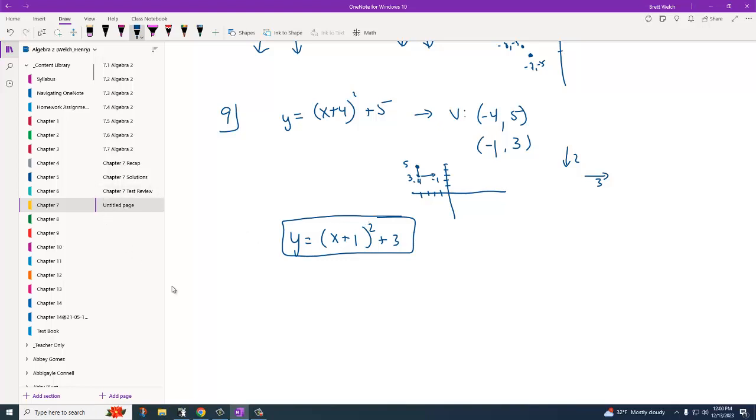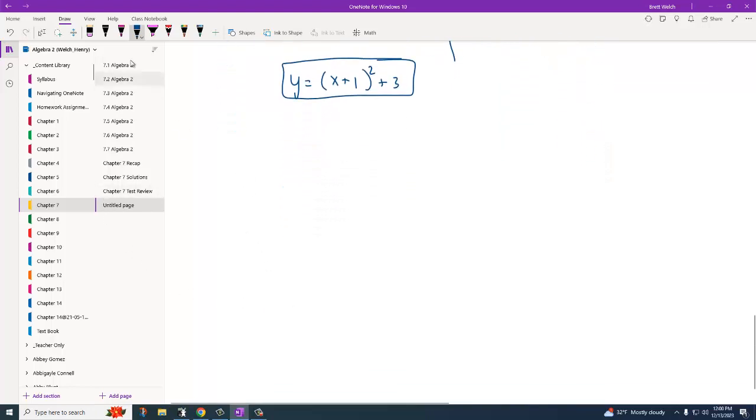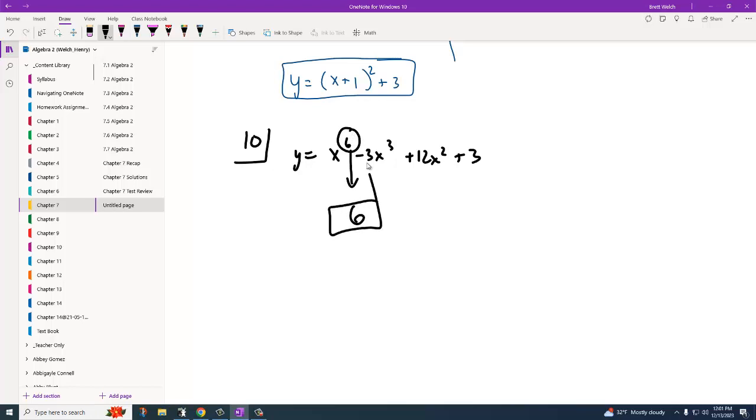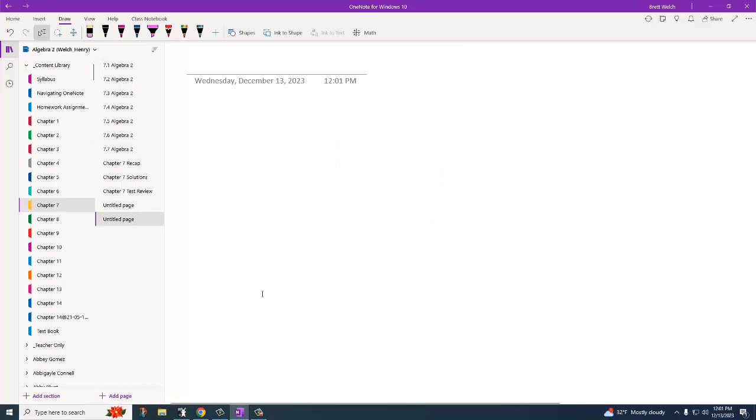Okay, question number 10, easiest question on the test. We've got y equals, or f of x equals x to the 6th minus 3x cubed plus 12x squared plus 3. We're asked, how many zeros will this have? We just find the big exponent, whatever it is, and that's our answer. Whatever your biggest exponent is, that's called the degree of the polynomial, and that is your number of zeros.